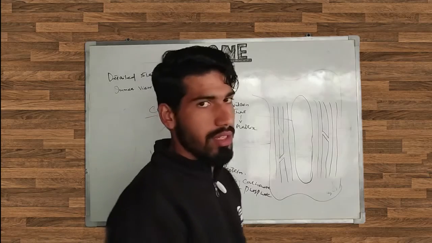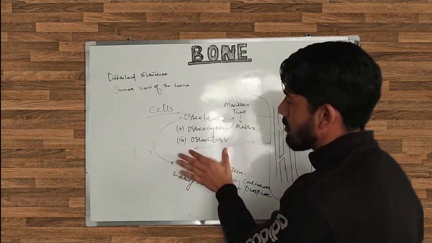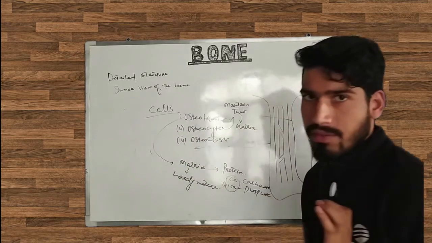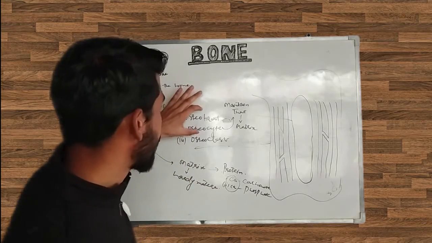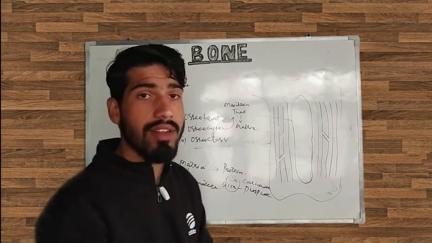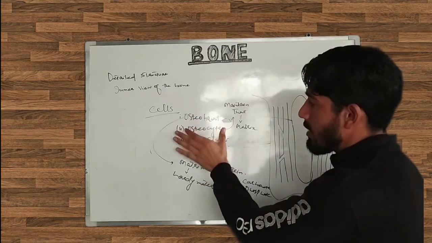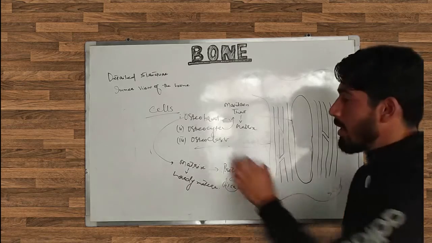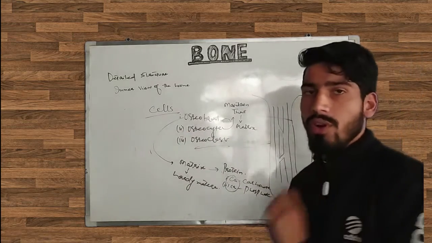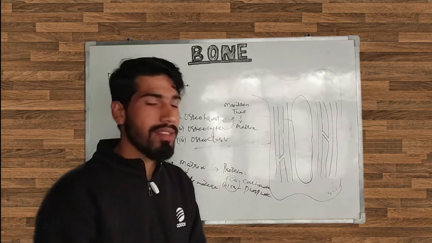Okay, so the last cell is the osteoclast. And what is the job of the osteoclast? The osteoclast's job is that it eats the old osteocytes. So we can see here, some making cells and some eating cells. The osteoblast and osteocytes make the bone, and this osteoclast eats up the osteocytes, which are old cells.